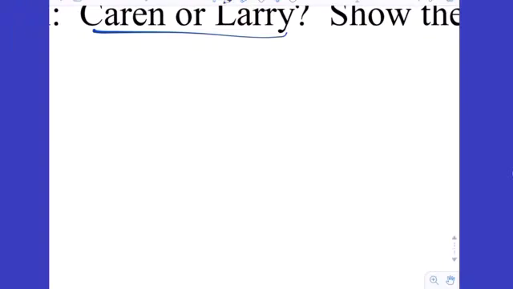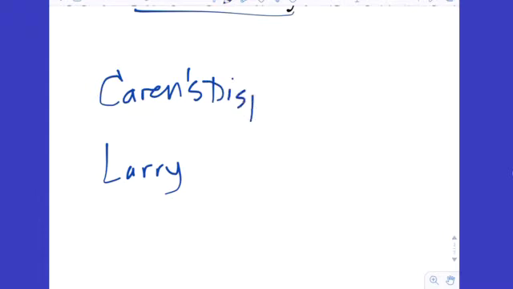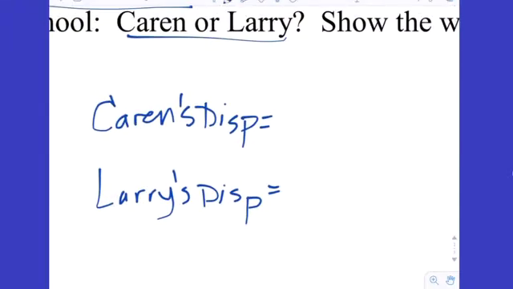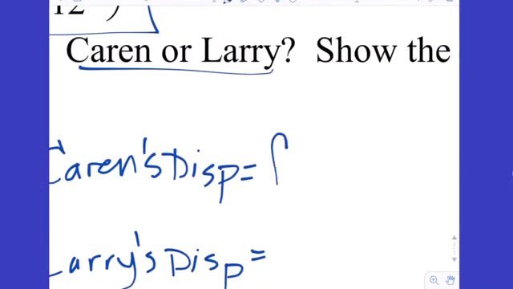Because we're doing two different things, we want to make sure that we label it. So Karen and Larry. That would be the least you would need to do. If you want to say Karen's displacement, Larry's displacement, that says a little bit more, but you wouldn't have to do that necessarily. So remember, how do we find displacements? It's not the integral of the absolute value of velocity, but just the integral of the velocity. So for Karen, it's the integral from 0 to 12 of v of t dt.